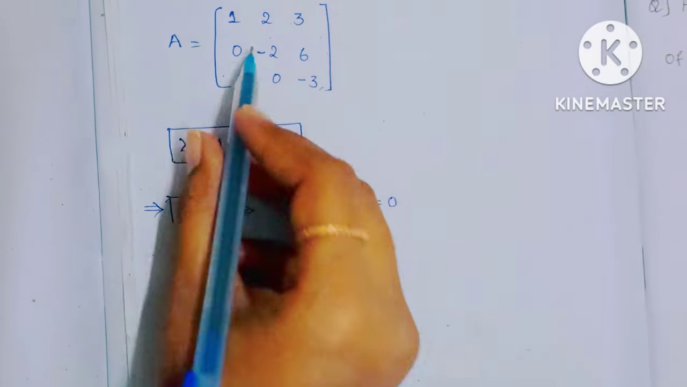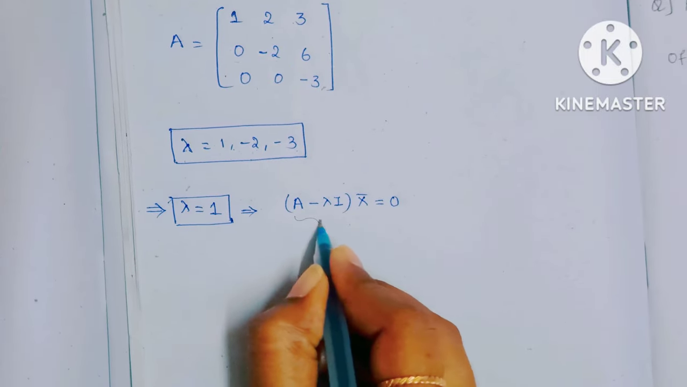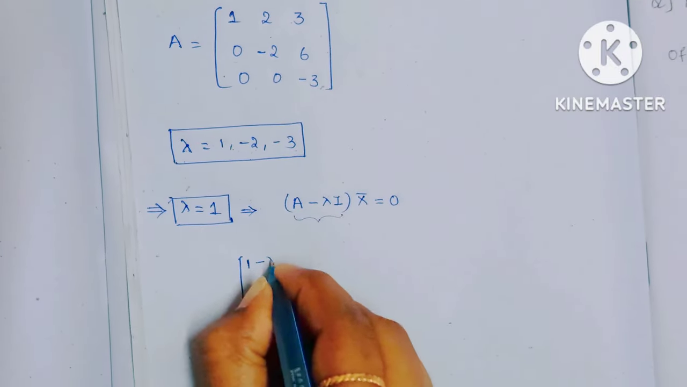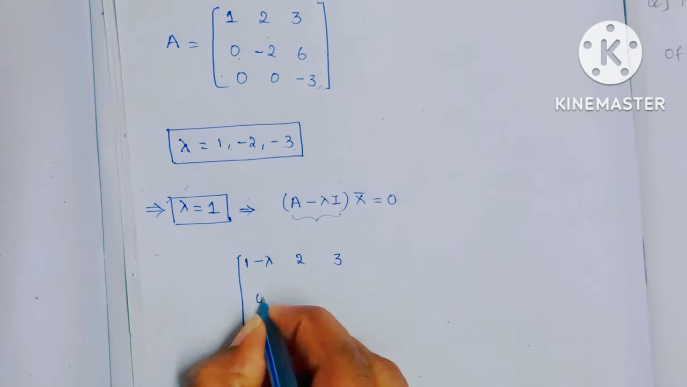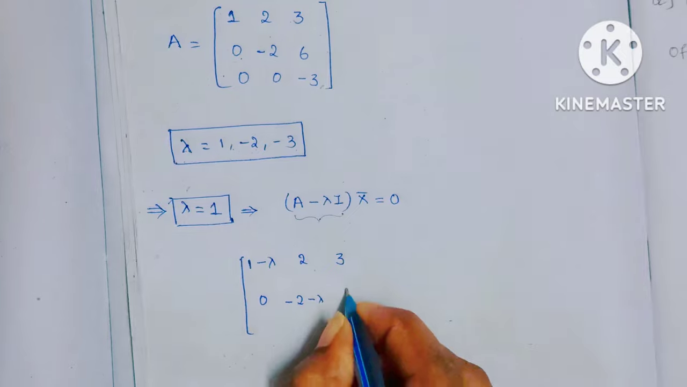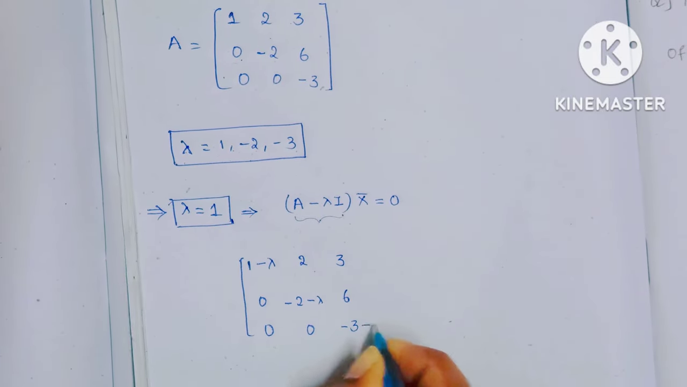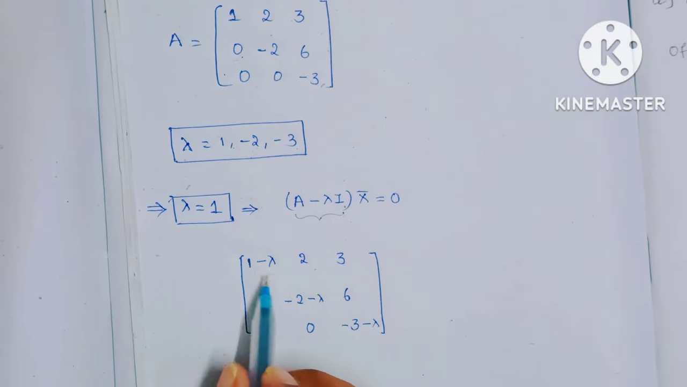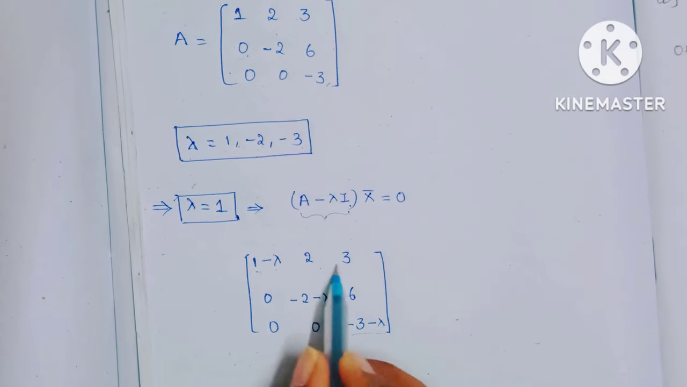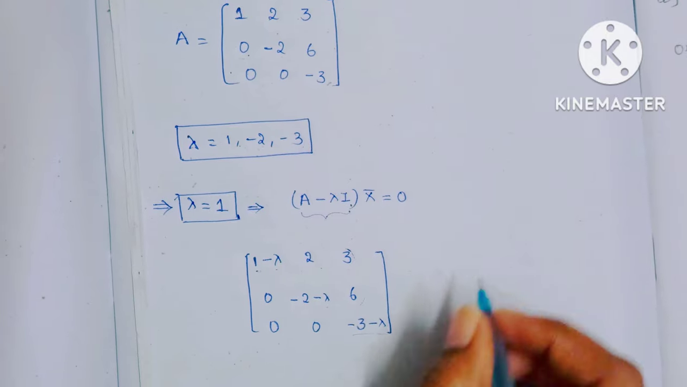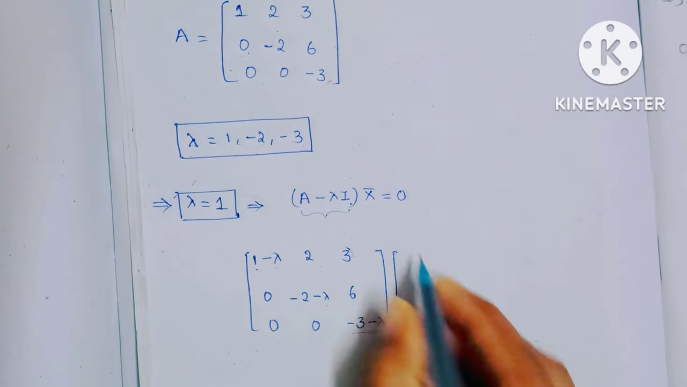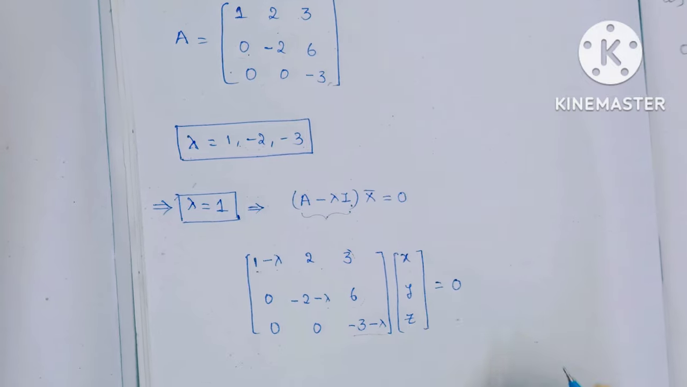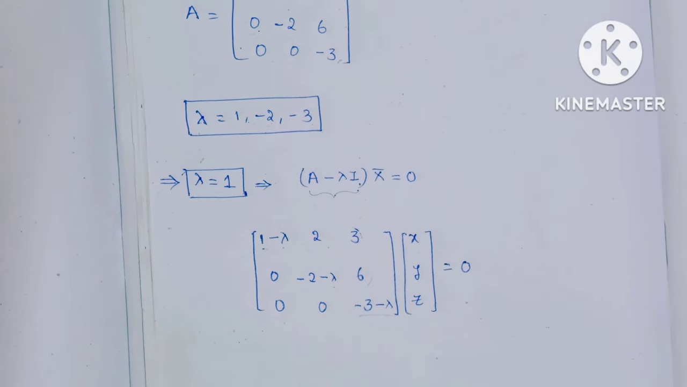Here A is this matrix, so I am directly writing the A minus lambda I matrix: 1 minus lambda, 2, 3, 0, minus 2 minus lambda, 6, 0, 0, minus 3 minus lambda. The identity matrix means only the diagonal elements are changed and the other numbers remain the same. Here x bar is x, y, z. We can also assume x1, x2, x3. Now I am assuming x, y, z as the x bar vector.